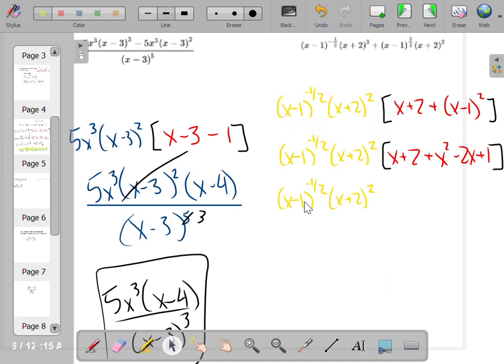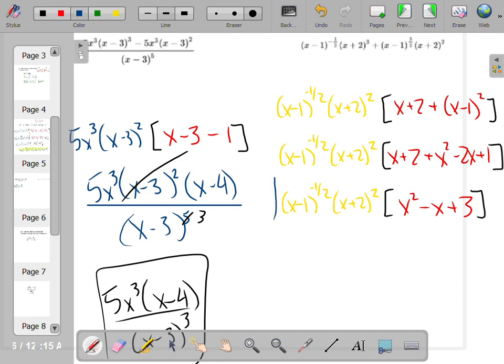GCF doesn't change. Does this simplify at all on the inside? I'm thinking it probably does. We got x squared, negative 2 and positive 1 make negative x, and 2 plus 1 make 3. So is that factorable? Does anything multiply to 3 and add to negative 1? I don't think so. So I think I'm finished, and I think that whole thing is my answer. It's a bit messy. You can rewrite that with parentheses, but it works out.